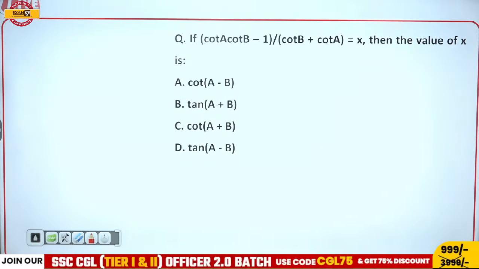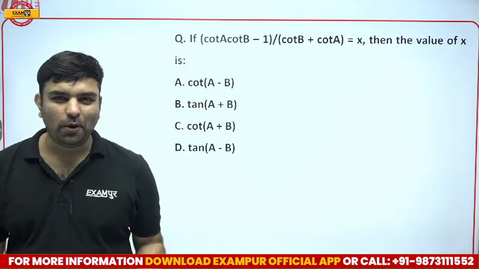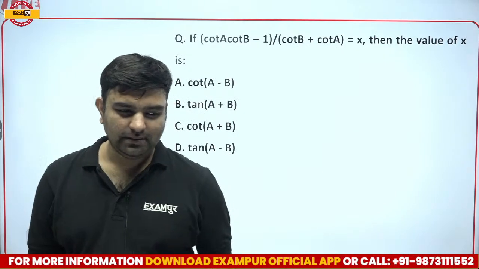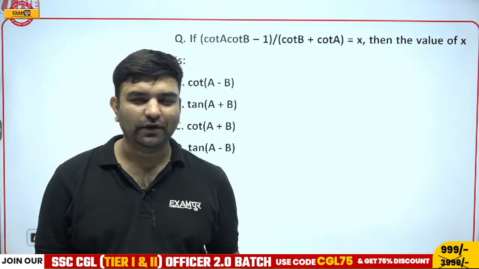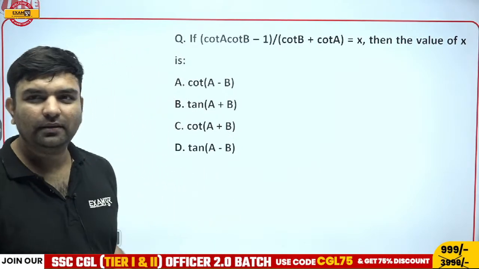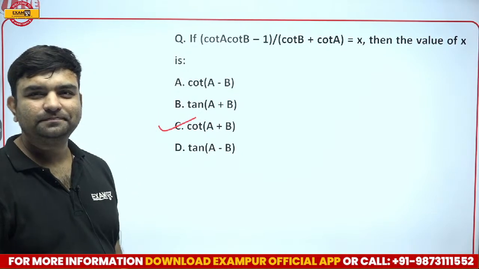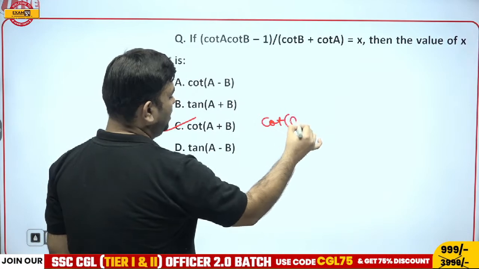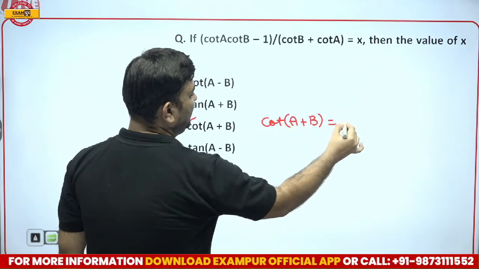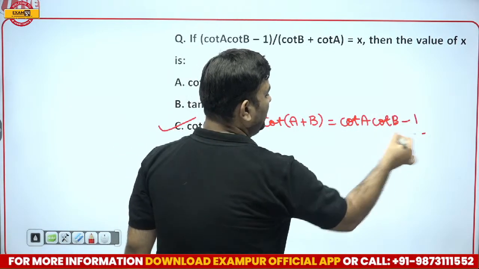This is a way to give you the formula in terms of question. This is the formula of cot A plus B. Now remember, from today onwards, cot of A plus B is cot A cot B minus 1 upon cot A plus cot B.